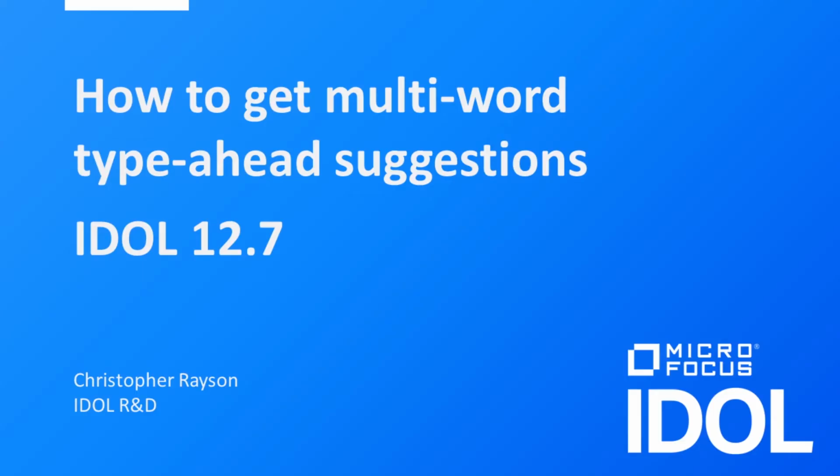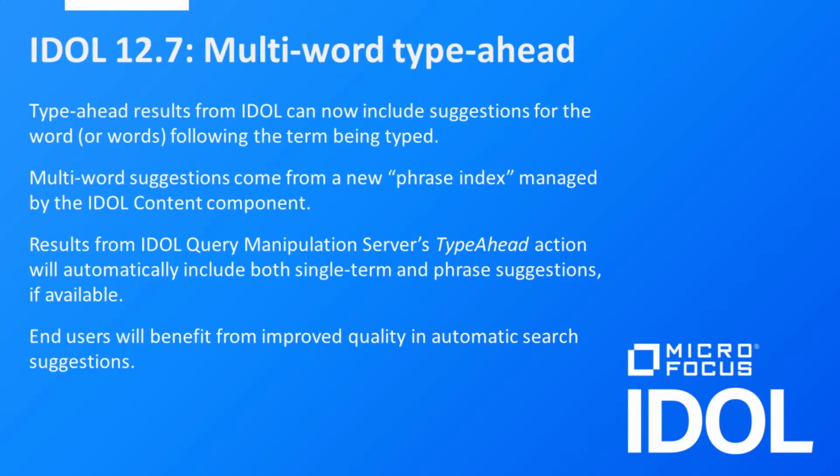This short video demonstrates improvements to type-ahead functionality new in IDLE 12.7. Until now, type-ahead has been limited to making completion suggestions for the word currently being typed. Now we're also able to include suggestions for what terms might commonly come next. For example, if the user types United, we might suggest United States or United Kingdom.